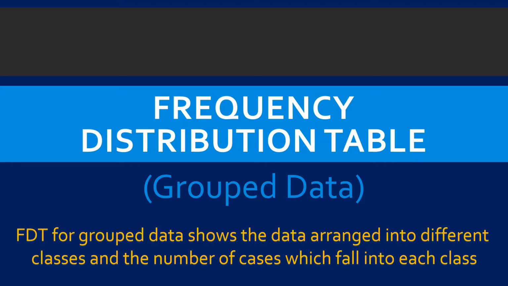In this video, we will talk about the frequency distribution table for group data. The frequency distribution table for group data shows the data arranged into different classes and the number of cases which fall into each class. These are the steps in making the frequency distribution table for group data.